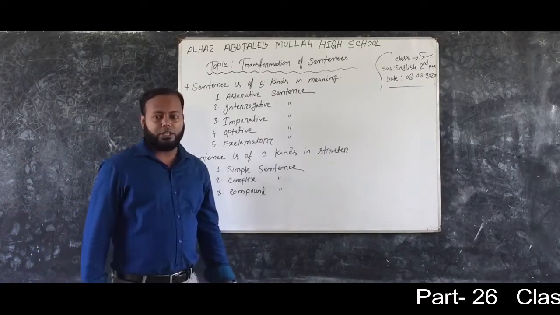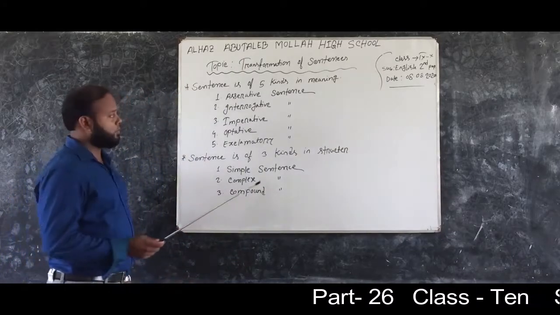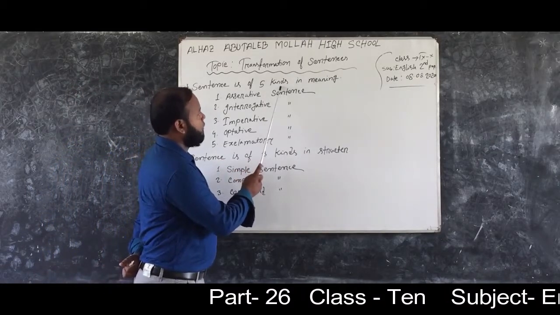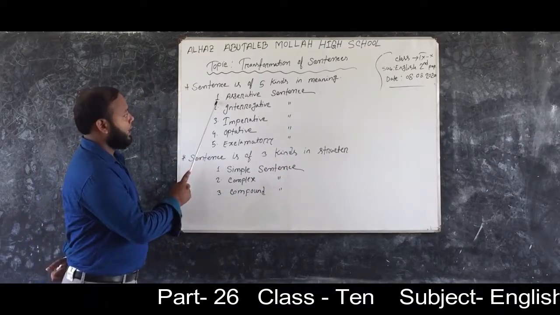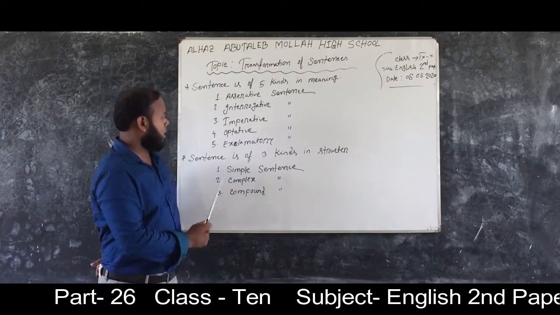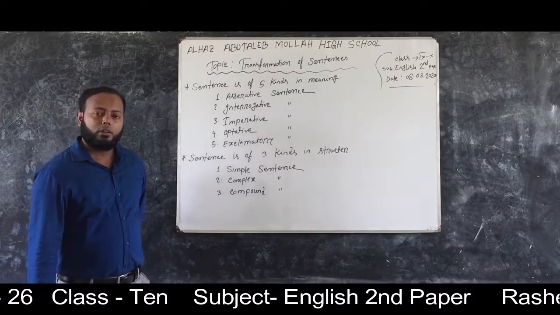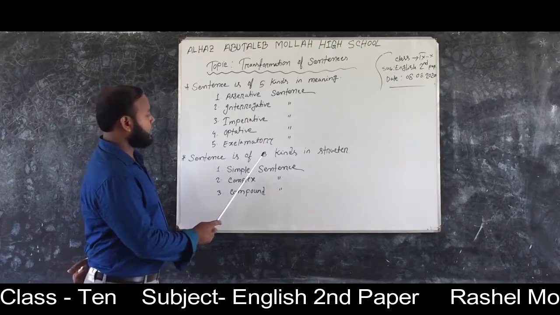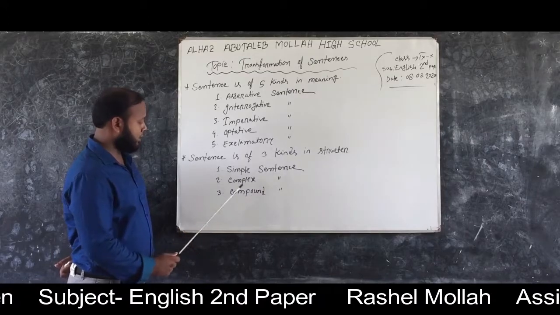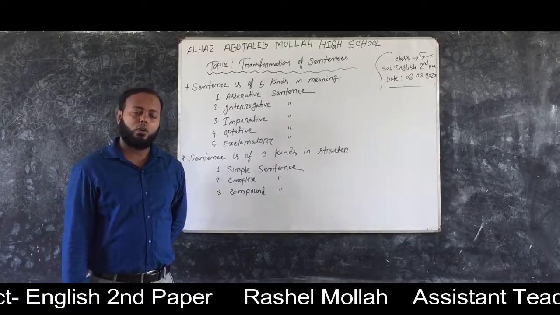Before transformation of sentence, we have to know the kinds of sentences. So let's see. Look at this whiteboard, my dear students. A sentence is of 5 kinds in meaning. They are assertive sentence, interrogative sentence, imperative sentence, optative sentence, and exclamatory sentence. Again, a sentence is of 3 kinds in structure. They are simple sentence, complex sentence, and compound sentence. Do you understand? Okay, thank you.